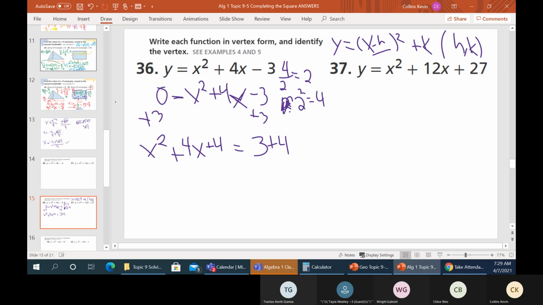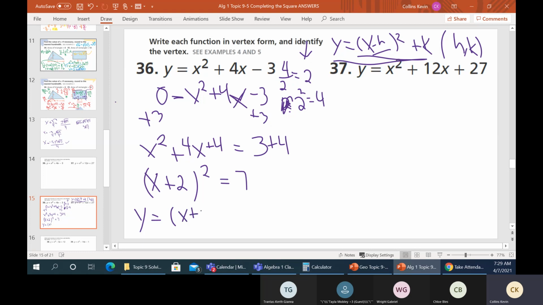Okay. So again, the reason we do this is we want this format here, right? So the number we use is the number right after we divide it by 2. So this is going to be x plus 2 squared equals 7. All right, so to write it in this format here, we would just say y equals x plus 2 squared. Bring the 7 to the other side, he's negative 7, like that. And there it's set up.